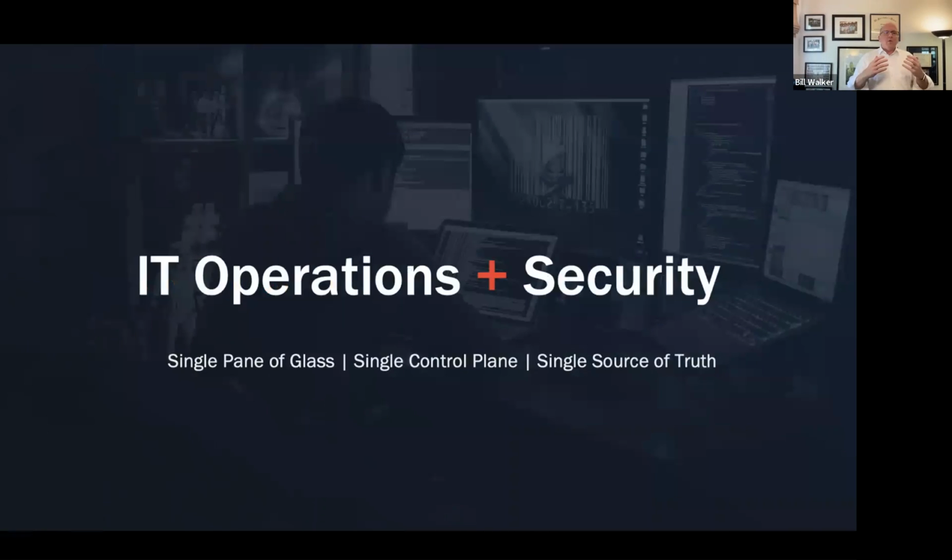And again, our goal, we just talked about IT operations versus security. The way that Tanium sees the world is that we want to bring IT operations and security together, right? We believe that's a much stronger place for any organization to exist, when there is a good relationship between IT operations and security. And how do we get there? Well, we get there through this single pane of glass, a single control plane, a single source of truth.